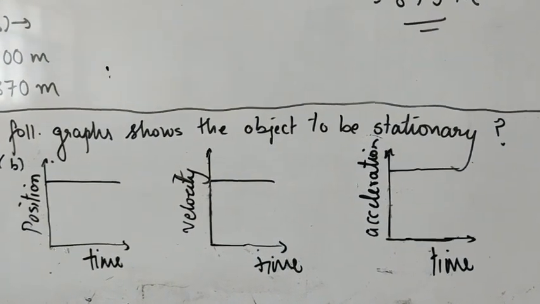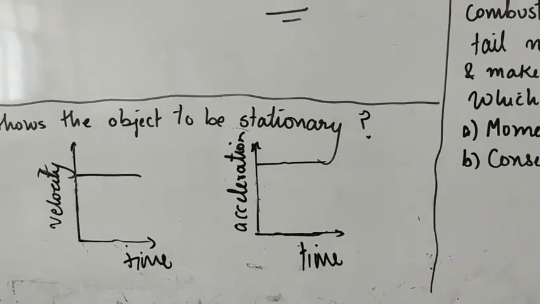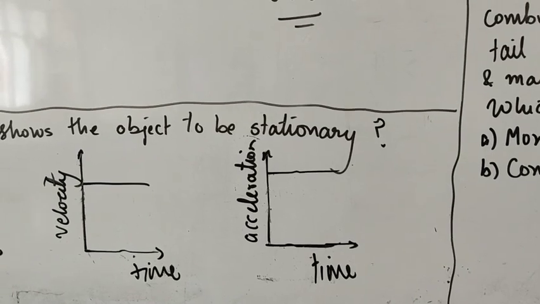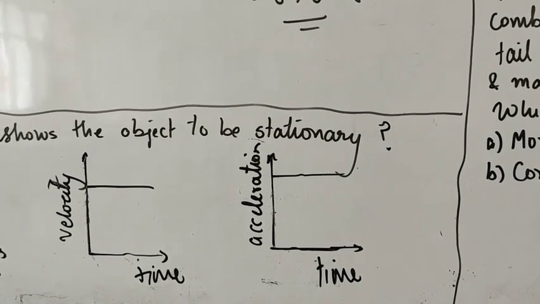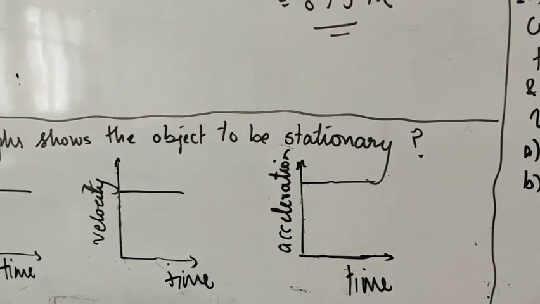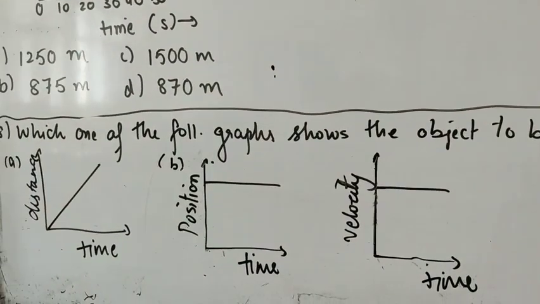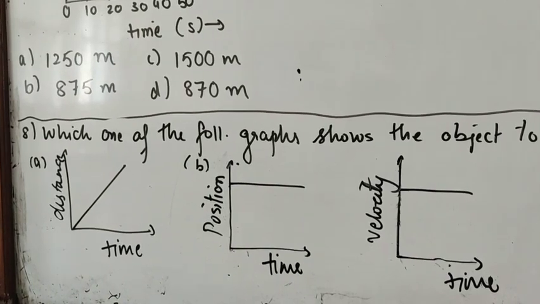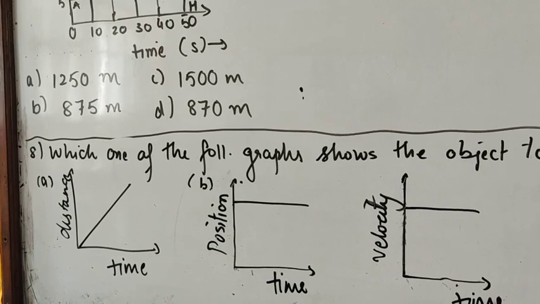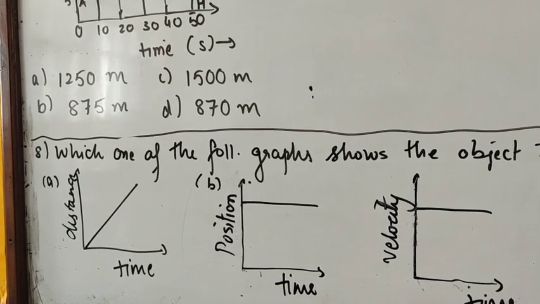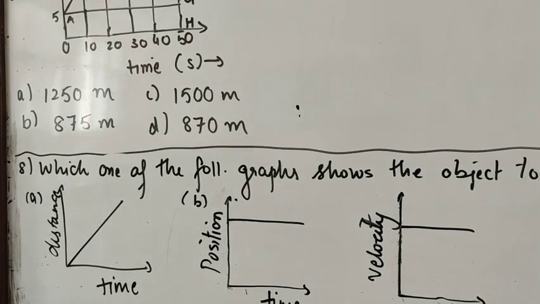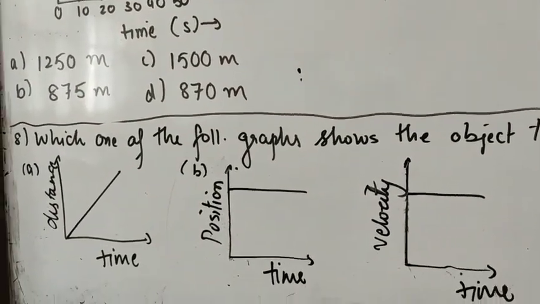And last is the acceleration-time graph, a straight line parallel to the time axis, which means the acceleration value remains constant. So it is a graph for uniformly accelerated motion. So for the object to be stationary, the only correct option is B, where the position is not changing with time. And we know the definition: an object is stationary when it does not change its position with respect to surroundings with the passage of time.